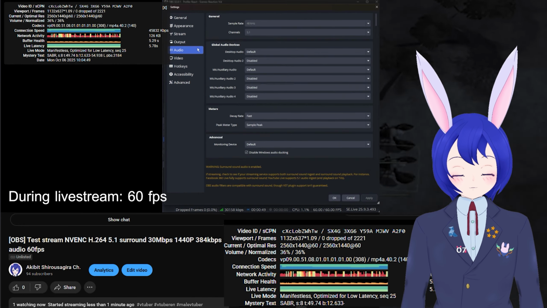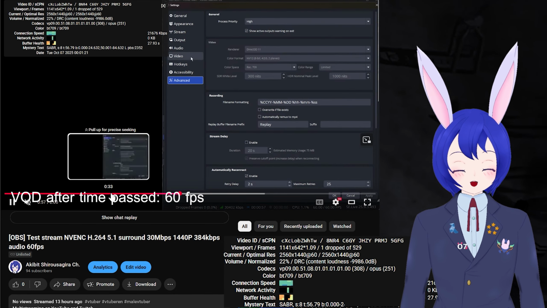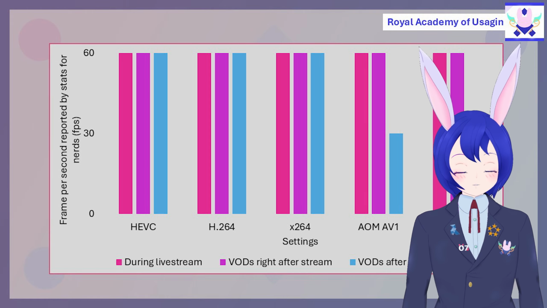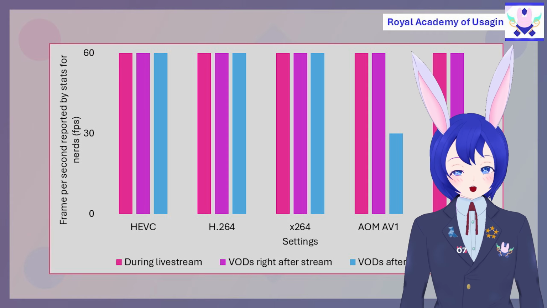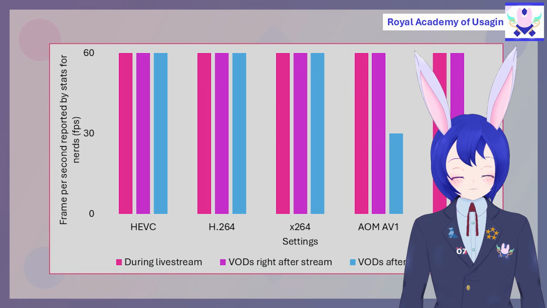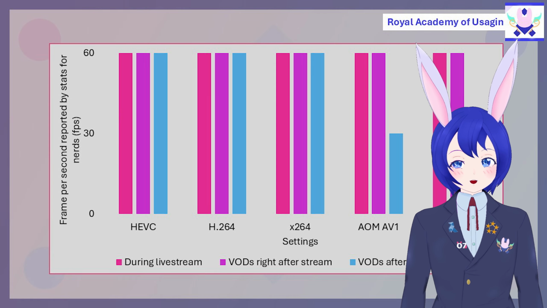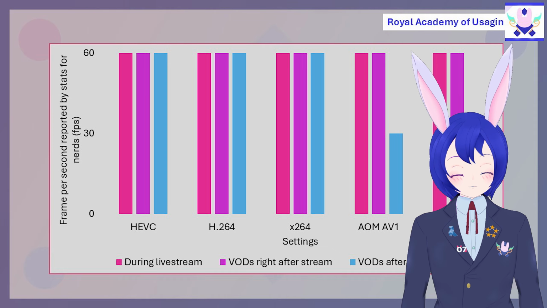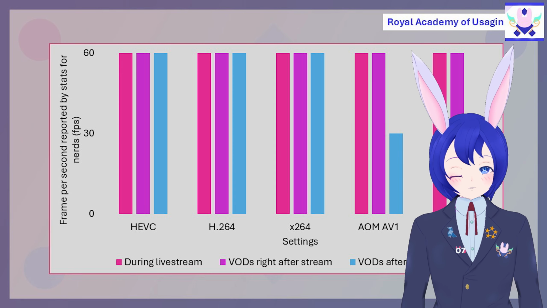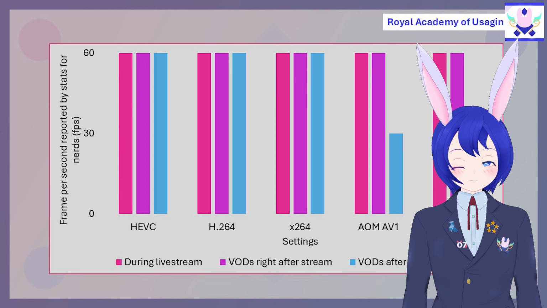So to clarify and summarize, only AV1 VODs have 30 FPS after a long period of time has passed, even though they have 60 FPS and smooth video during the live stream, while others, like the 264 and, wow, that's hard, HEVC, there are so many alphabets here, those encoders don't have the problems.